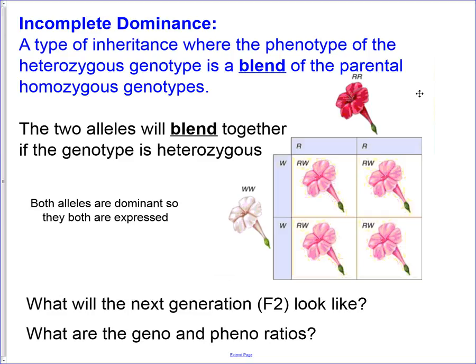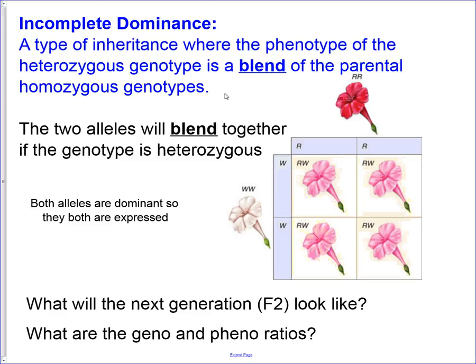So our first trait is incomplete dominance. I like this sentence because it uses all the vocabulary from the previous chapter. It's a type of inheritance where the phenotype, the physical description of a genotype that is heterozygous, is a blend of both parental genotypes.